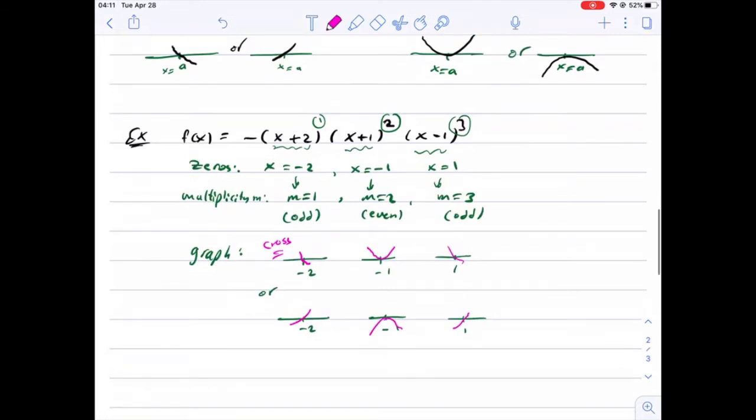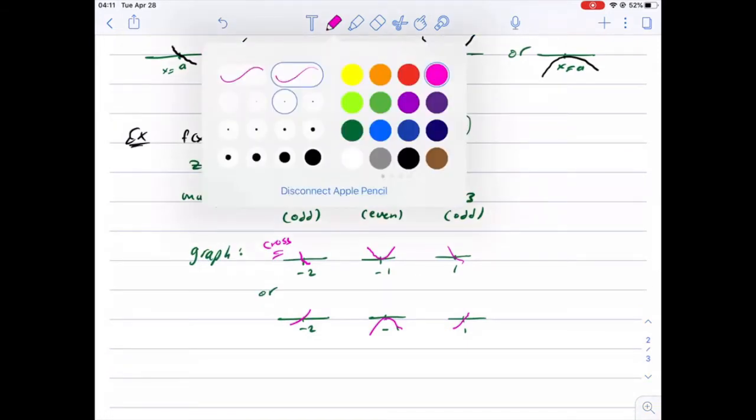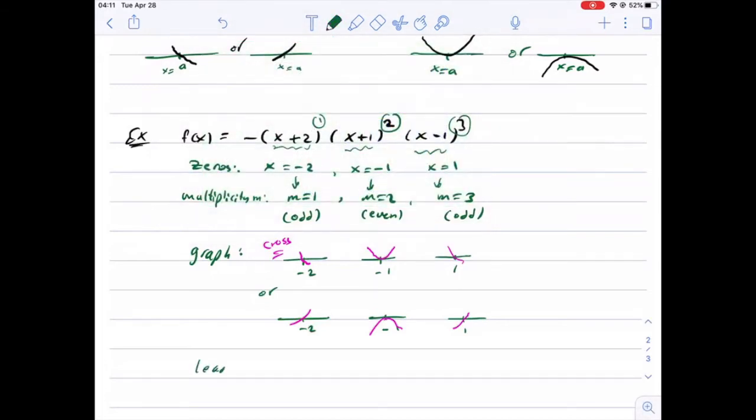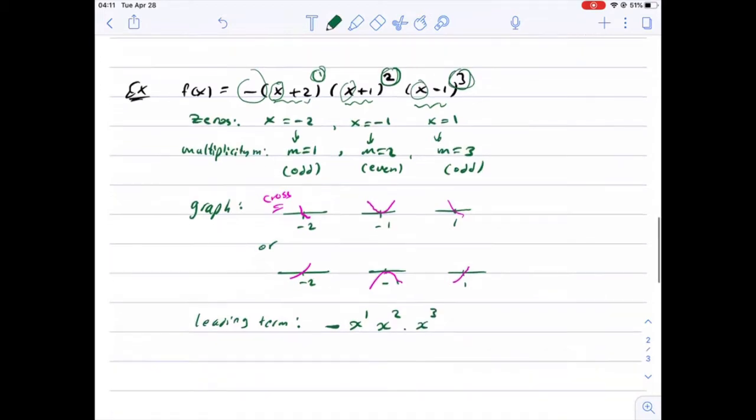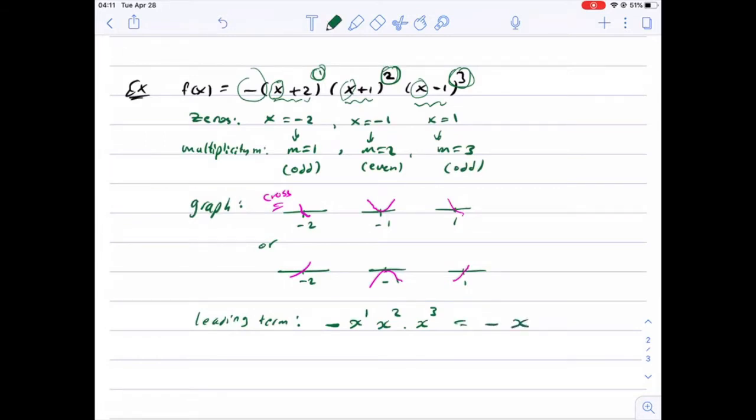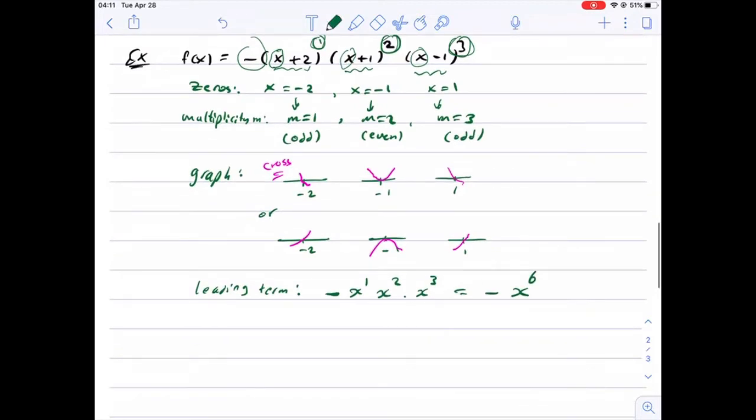Good. Now what about the leading term? How do we find the leading term? We have a negative sign here. From the first factor we have x raised to the power of the multiplicity 1, from the second factor we have x raised to multiplicity 2, and from the third factor x is raised to the power 3, or multiplicity 3, and then we multiply them. When we multiply, we add the powers, so we get x to the power 6.